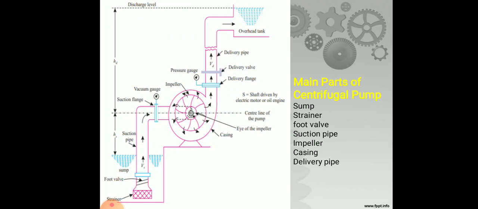Here we can see the figure of a centrifugal pump, and the main parts of the centrifugal pump are strainer, foot valve, suction pipe, impeller, casing, delivery pipe, delivery valve, etc.